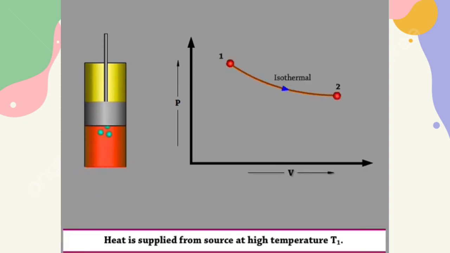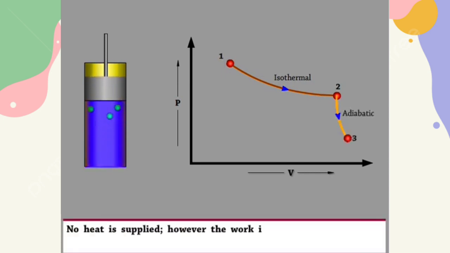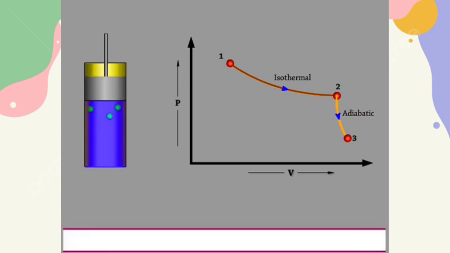Process 1 to 2, isothermal expansion, heat is supplied from the source at high temperature T1. Process 2 to 3, isentropic expansion, no heat is supplied. However, the work is done at the expense of internal energy. As a result, temperature falls from T1 to T2.